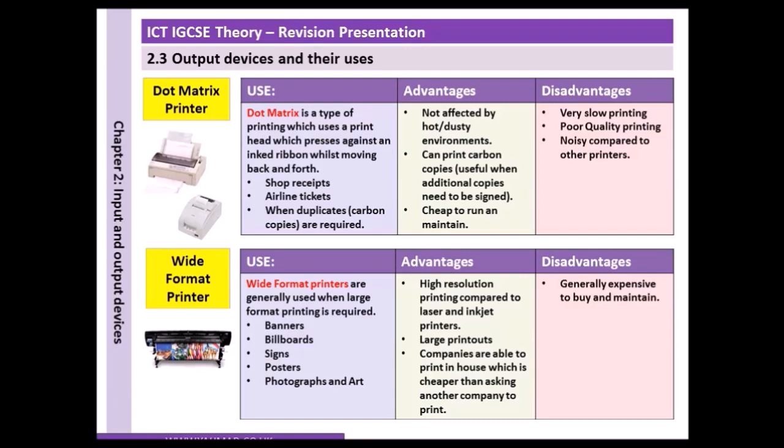So this is carbon copy. The advantage of the dot matrix is not affected by hot and dusty environments, can print carbon copies, so useful when additional copies need to be signed, and cheaper to run and maintain. Disadvantage is very slow printing, poor quality printing, noisy compared to other printers.